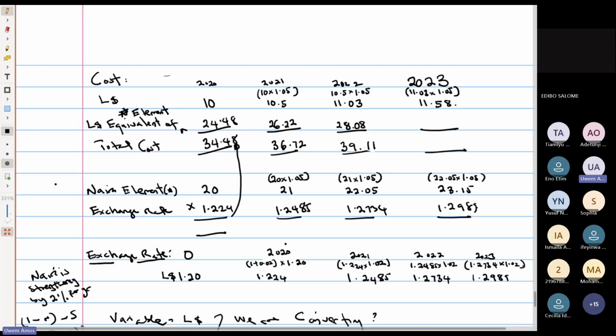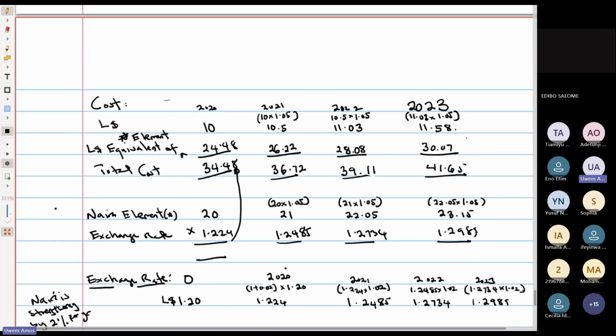You have 11.58 and 23.15, multiplied by 1.2989, which gives us 30.07. It's 30.069, so we round up to push it forward. So that gives us 41.65. Okay, so let's copy the values up.